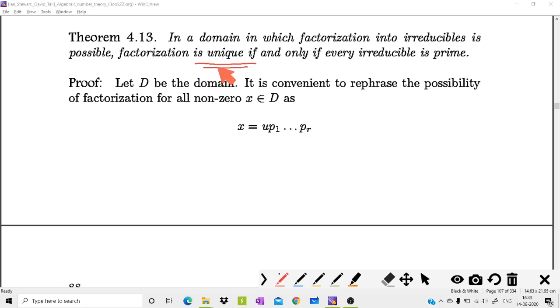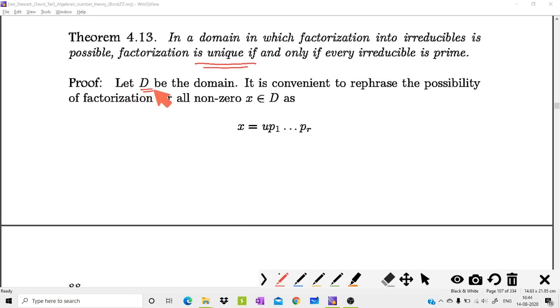Whenever factorization into irreducibles is unique, if and only if you can say that the irreducibles coincide with primes. That means that factorization into irreducibles can be considered as factorization into prime elements. So factorization into irreducibles is unique if and only if every irreducible is a prime element. In fact, that factorization is a factorization into prime elements. So first we have to prove this theorem.